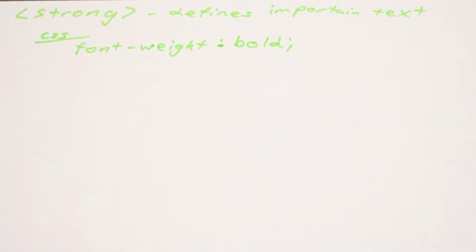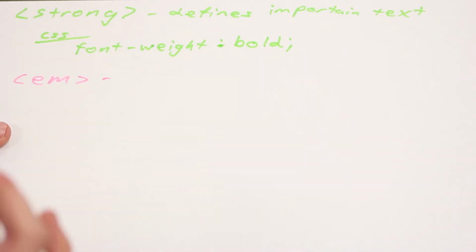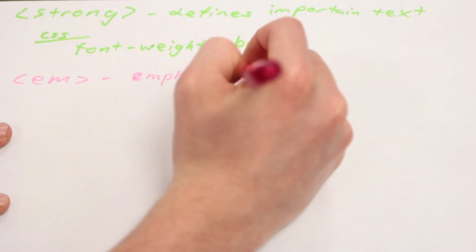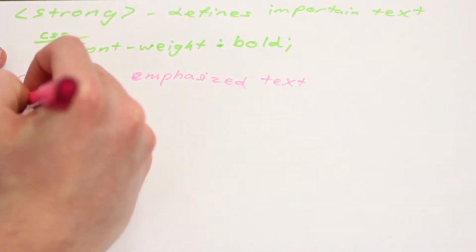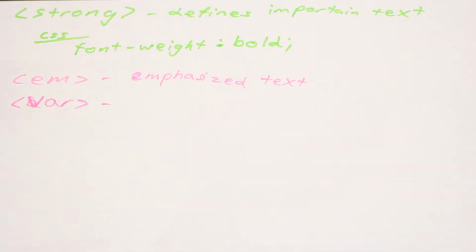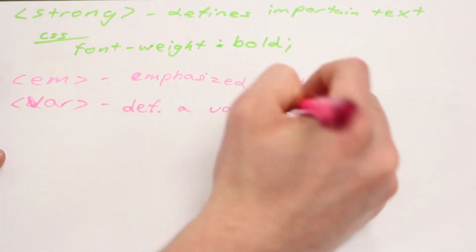Now I'm going to go to my second group, and these are going to be the ones that render italic text. First one is going to be EM. EM renders as emphasized text. And the other one is the variable tag, which is VAR. And this defines a variable.